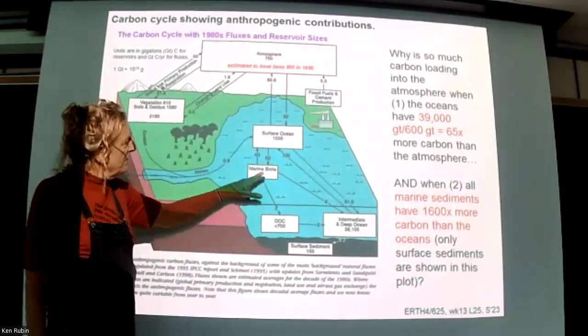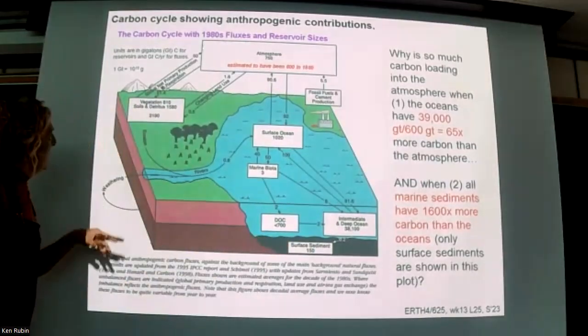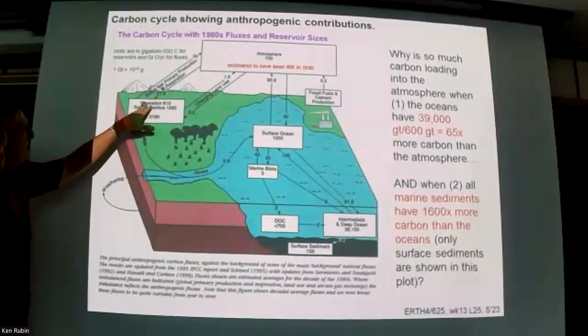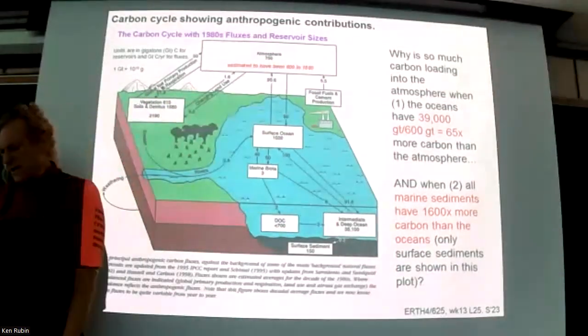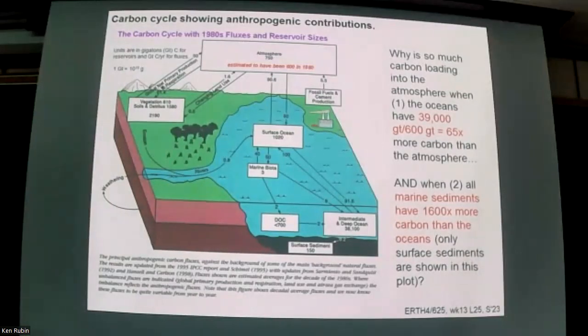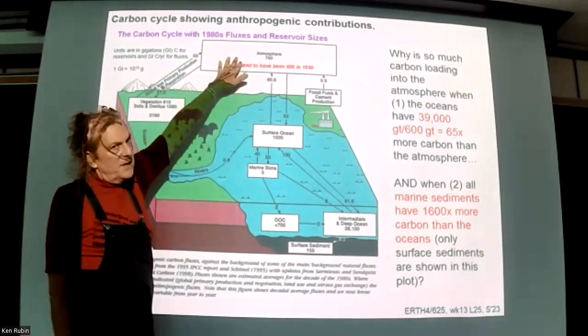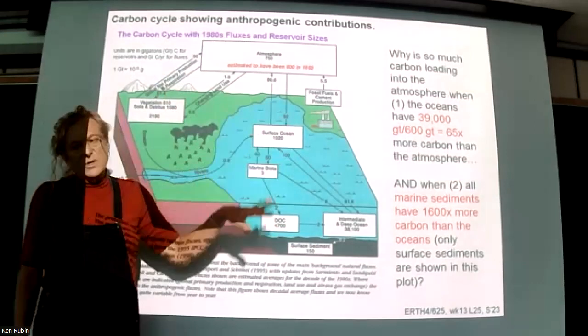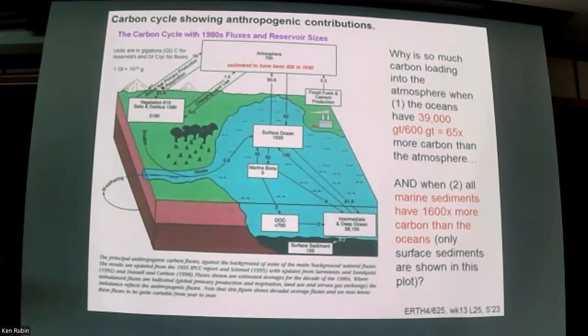Marine biota and dissolved organic carbon are relatively small in numbers, as are surface sediments. Vegetation, soils, and detritus added together are something like three times as much. But as we already looked at early on, the rates of exchange are such that just because we put something in the atmosphere, it doesn't automatically reapportion into these other reservoirs. It can take a decade to multiple decades to a century. And that's part of the gist of why we load so much carbon into the atmosphere.